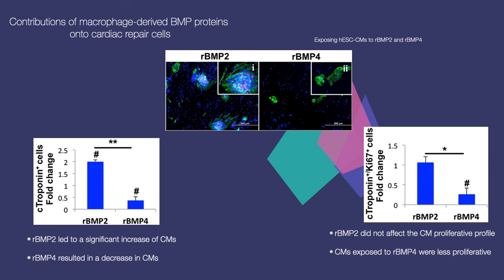The results showed that recombinant BMP2 led to a significant increase of cardiomyocytes, while recombinant BMP4 resulted in a decrease in cardiomyocytes. While recombinant BMP2 did not affect the proliferative cardiomyocyte profile, cardiomyocytes that were exposed to recombinant BMP4 were less proliferative.